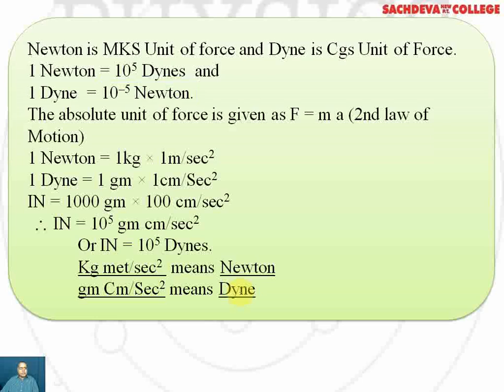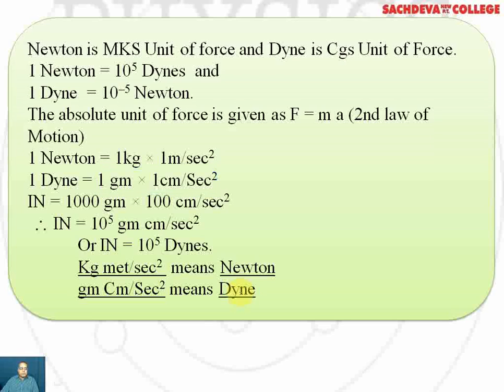The absolute unit of force is given as F is equal to ma, where m is mass, a is acceleration, and the statement is known as the second law of motion. For mass, we can put 1 kilogram, and for acceleration, we can put 1 meter per second square. So, 1 Newton is equal to 1 kilogram into 1 meter per second square. 1 Newton is the force acting on a mass of 1 kilogram, producing in it an acceleration of 1 meter per second square. Similarly, the CGS unit is dyne, and 1 dyne is the force acting on a mass of 1 gram, producing in it an acceleration of 1 centimeter per second square.